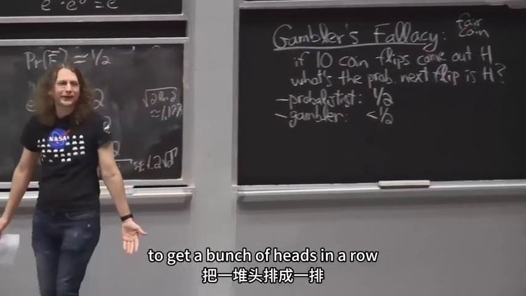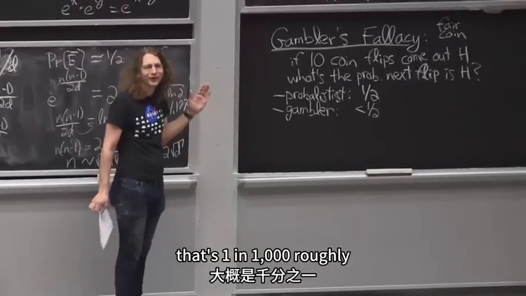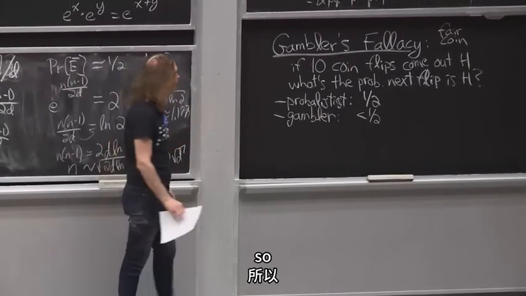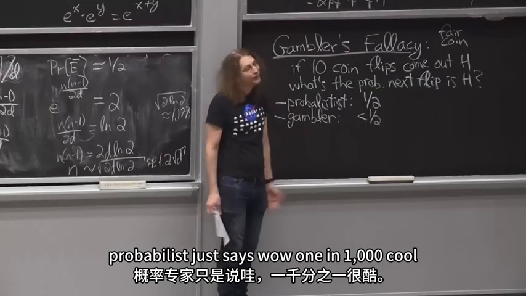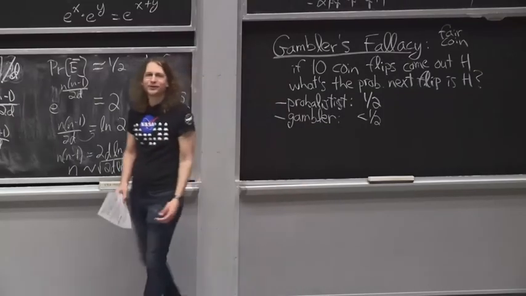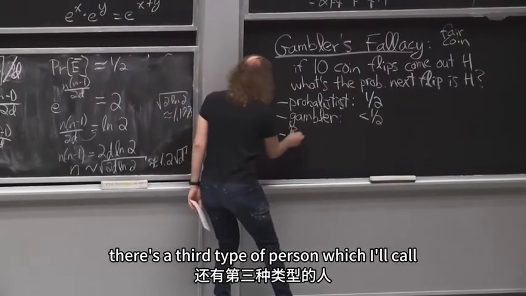It's actually pretty likely to get a bunch of heads in a row. Now, it's not that likely to get 10 heads in a row. That's 1 in 1,000, roughly. So a probabilist just says, wow, 1 in 1,000, cool. Well, probably the next one is 1/2. OK? There's a third type of person, which I'll call the Bayesian.